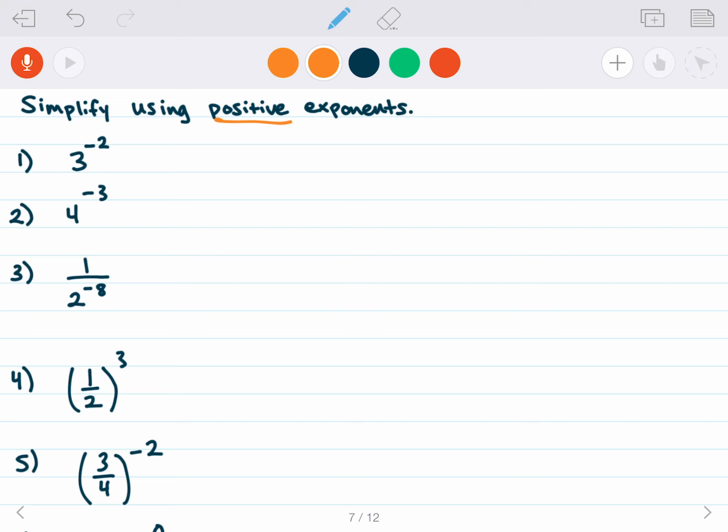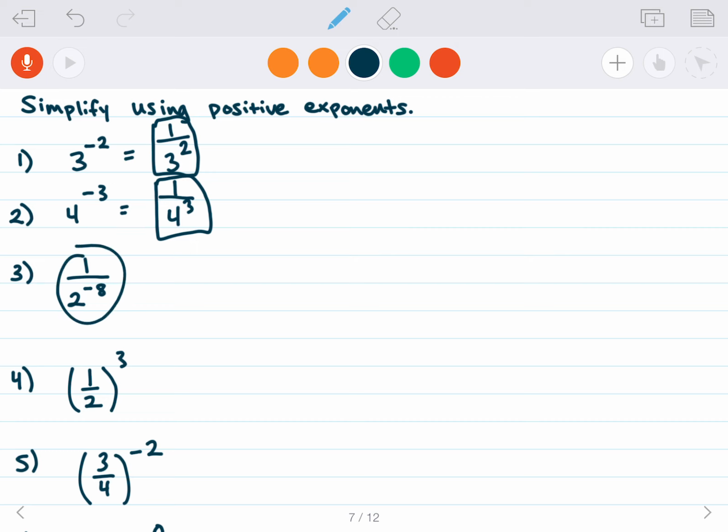Our directions say simplify using positive exponents. So this is 3 to the negative 2, so I simply put it over 1 and make it positive. So this is 1 over 3 to the 2, and I'm not going to simplify fully, but I just want to show you how these two expressions relate to each other. What about 4 to the negative 3? Once again, this is a negative exponent, so to make it positive we bring it to the bottom, under 1, and make the exponent positive. So 4 to the negative 3 is the same thing as 1 over 4 to the 3.